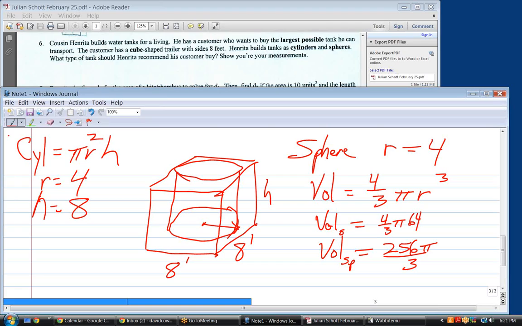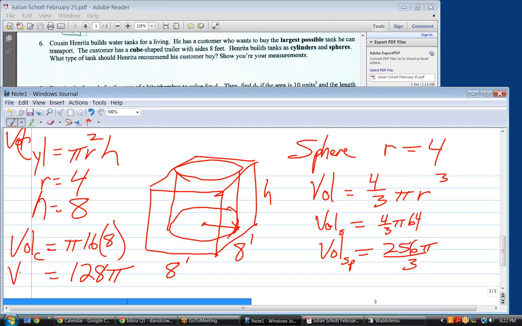So the volume of the cylinder is equal to pi times r squared, which is 16, times 8. Well, that is only 128 pi. Alright.